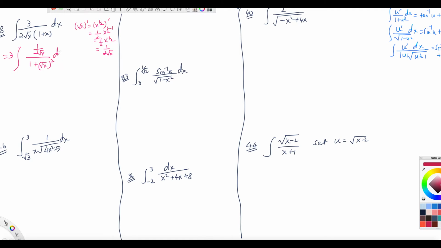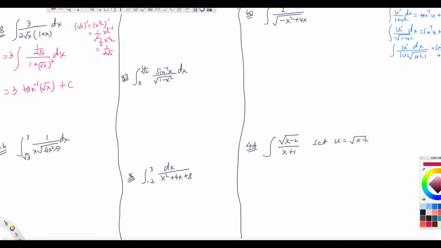Now, and then there is dx, right? What can you write for this? 3, and then you can write tangent inverse root x, right? That is tangent inverse, and then root x, and then plus C. That's what you get.